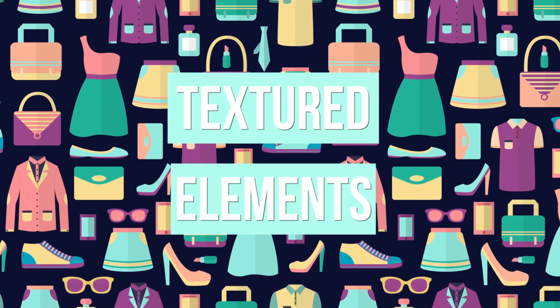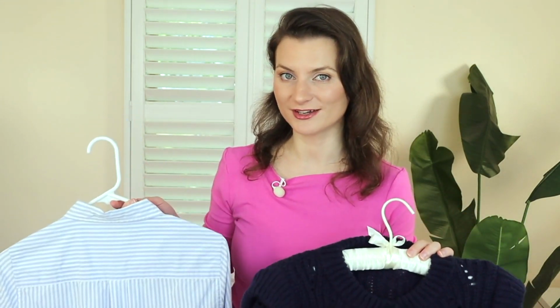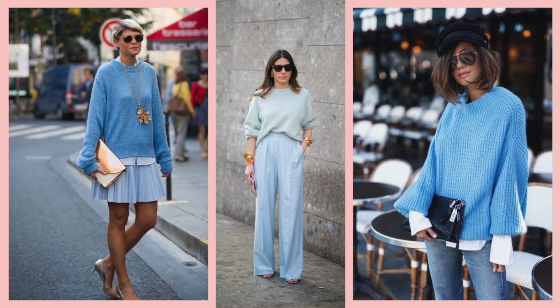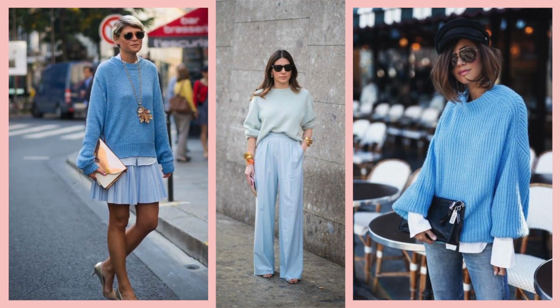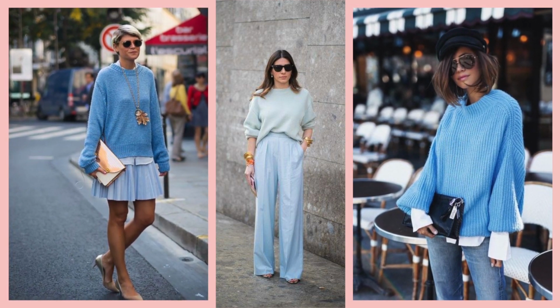Textured elements can also contribute to the overall color story of your outfit. Combine different textures in the same color family to create dimension, like a monochromatic outfit featuring a chunky knit sweater, tailored trousers, and suede ankle boots, all in the shade of blue. It demonstrates how texture can add visual interest without overwhelming the color scheme.